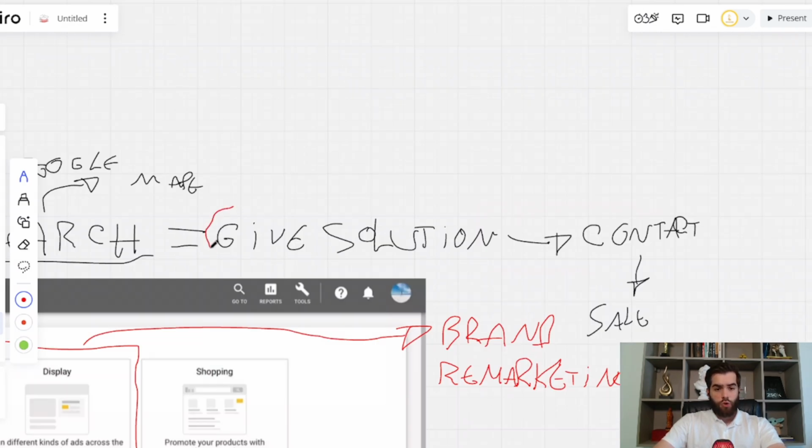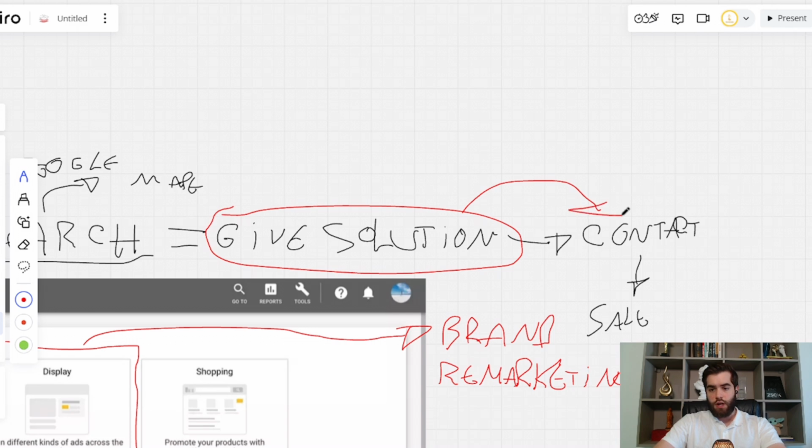So remarketing is the first thing that you have to think about with display, because someone is searching on Google, and then you give the solution and the person goes to your landing page to get in contact with you, but for some reason he didn't want to go forward. I mean, he's busy, he doesn't have much money. There are a lot of excuses that the person will give you for not buying from your business. So that's why we are going to use display to increase your remarketing.